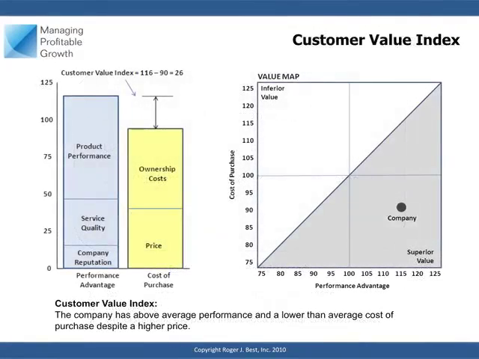As shown, a customer value index is based on the difference between the performance advantage and cost of purchase. When the customer value index is 0, the product is located along the diagonal in the value map. A positive customer value index places the product in the superior value region, while a negative value puts it in the inferior value region. In our example, the company's customer value index of 26 is clearly in the superior value region. But what about competitor D, who had a much lower price and a lower cost of purchase?